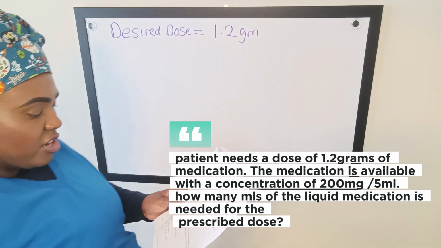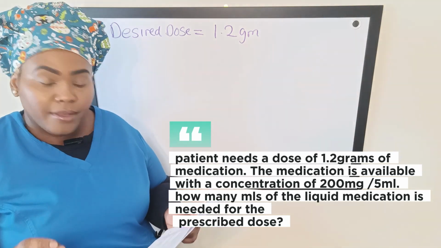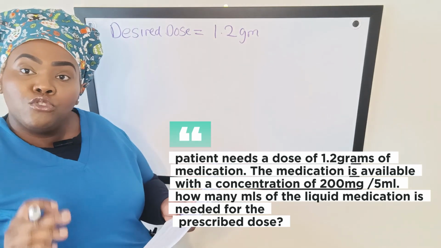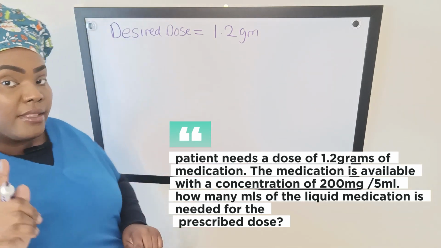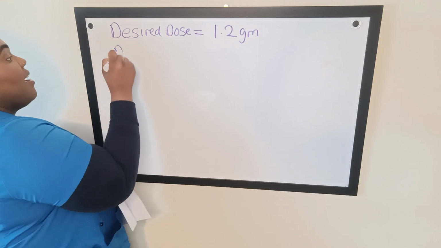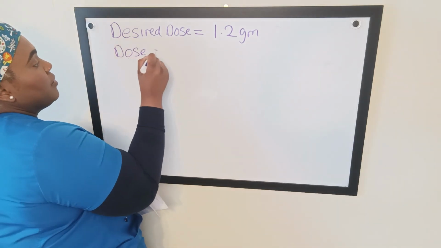Our medication is available as a liquid, with a concentration of 200 milligrams per 5 mils. So that's our dose on hand, or dose available.